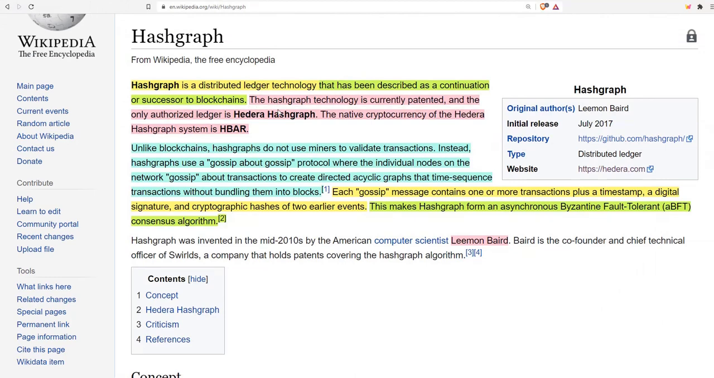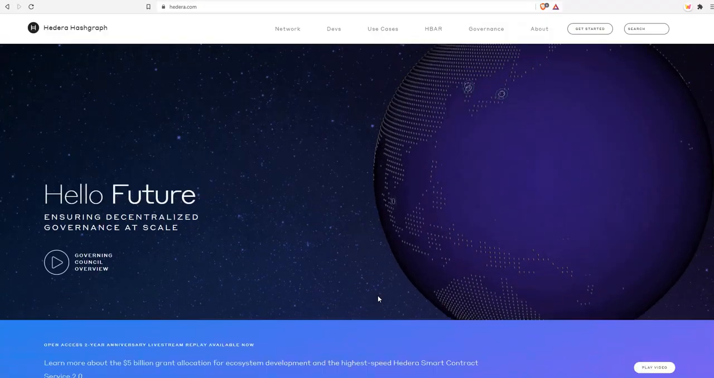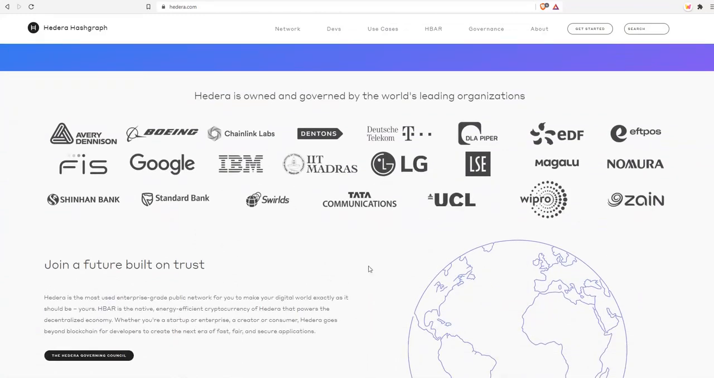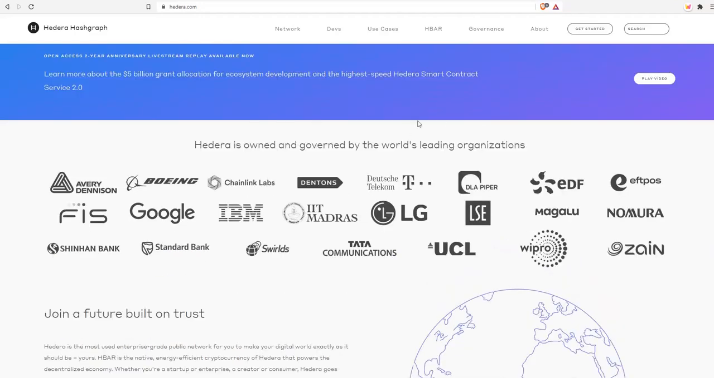Presently, this hashgraph technology is patented and the only authorized ledger is Hedera Hashgraph. There are very big names behind these guys. Presently, Hedera is owned and governed by the world's leading organizations. You can see the big names here: FIS, Google, IBM, Boeing, IIT Madras, TCS, Wipro. All these big names are on the Hedera Council, and they are funding this organization to incentivize and expand this ecosystem of Hashgraph to explore more about the DLTs. These are very big names, guys. Recently, IIT Madras joined from India.